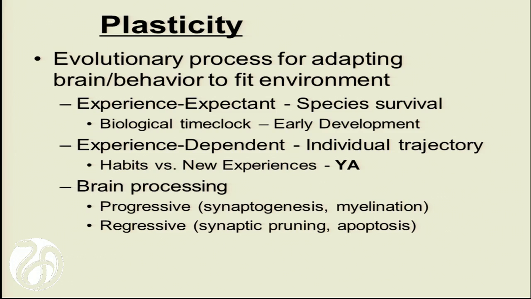However, there's also experience-dependent plasticity, which I really believe might start to characterize the young adulthood period. Because here we're talking about changes that you are making at the individual level, depending on the particular environmental demands that you have. And these are done by different types of brain processing, which are regressive and progressive methods. So let me tell you a little bit about the brain structure.